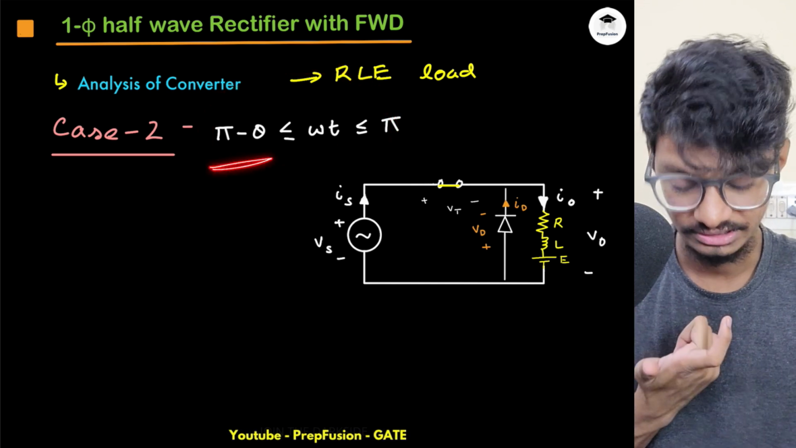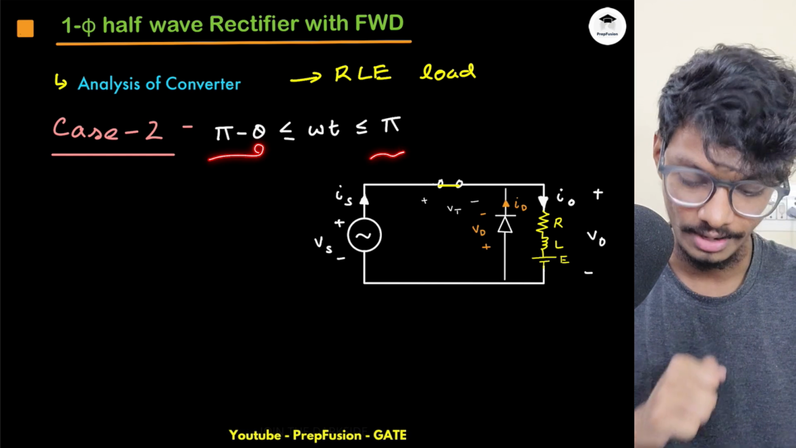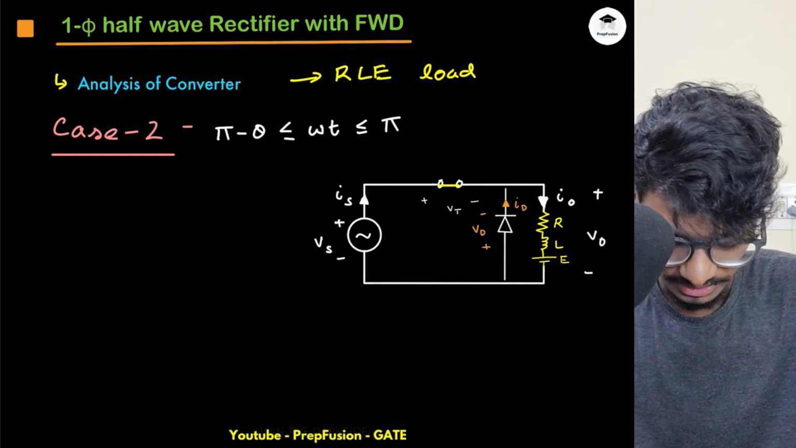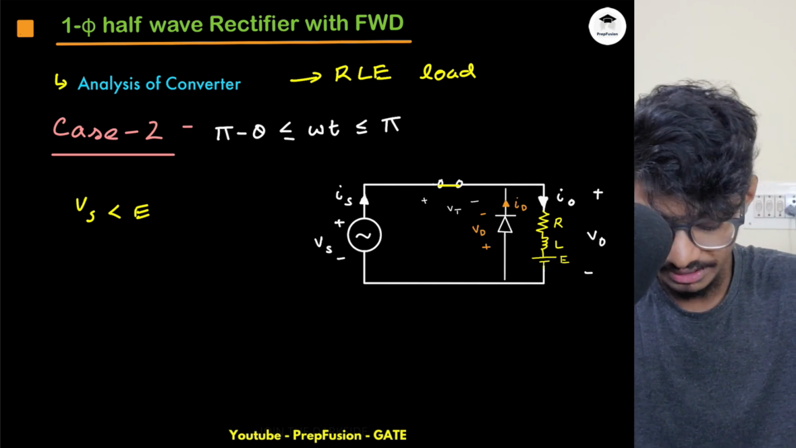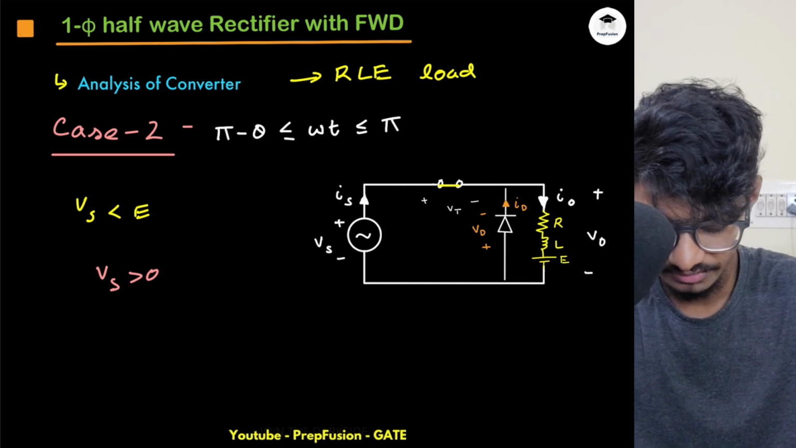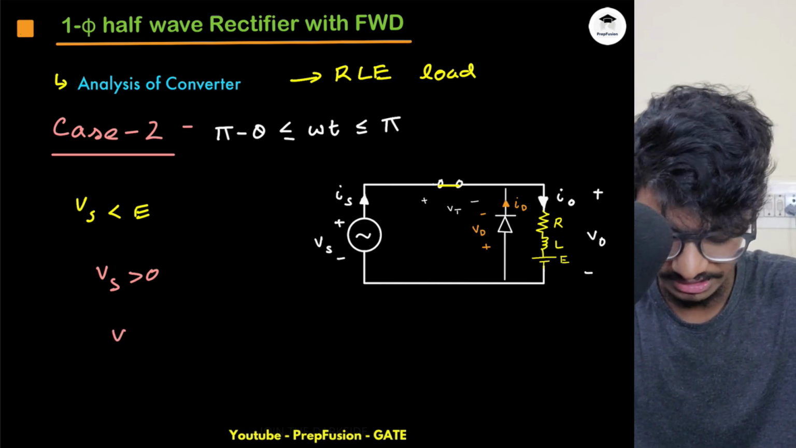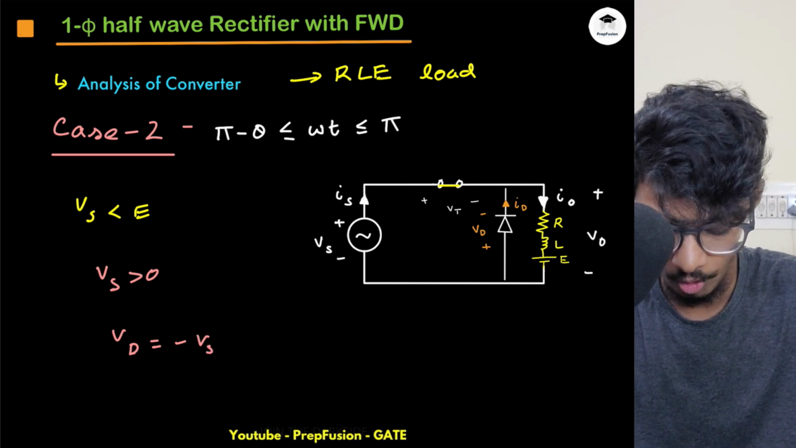For the RLE load, this pi minus theta factor is also very important to us. So from pi minus theta to pi, what will happen? My VS will be less than E, right? From pi minus theta to pi. But one important thing is my VS is still positive. If my VS is positive, what is my VD? And SCR is still on, right? SCR is still on. VD will be simply minus VS. So hence the diode will still be off.